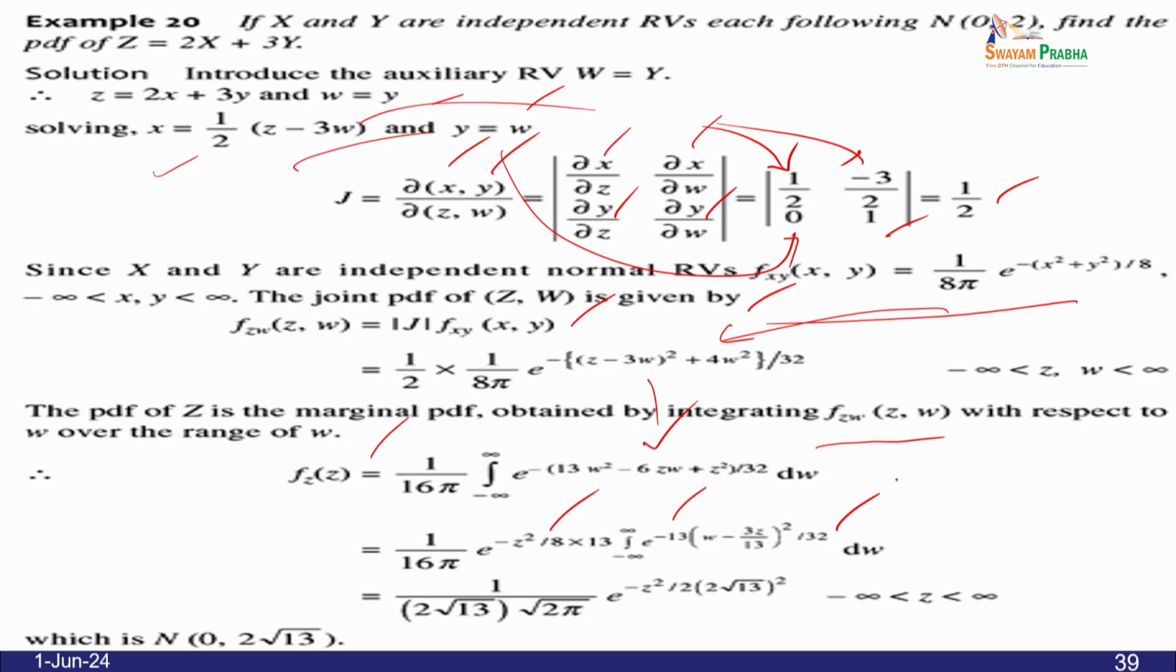So, integrate it, you can get the value of 1 by 2 into root 13 into root pi into e power minus z square by 2 into (2 root 13) whole square. So, based on this value we can write N of 0 comma 2 root 13.